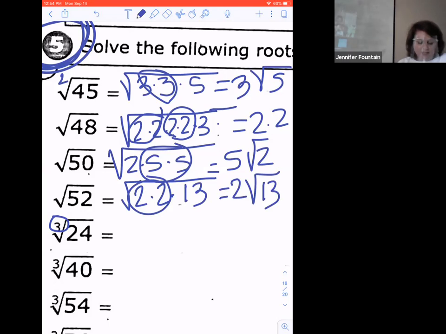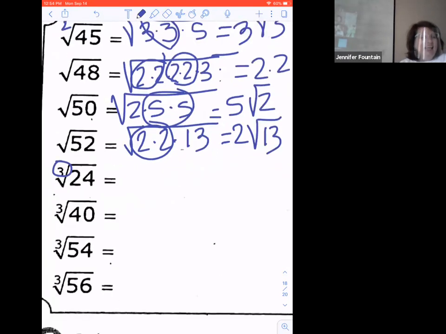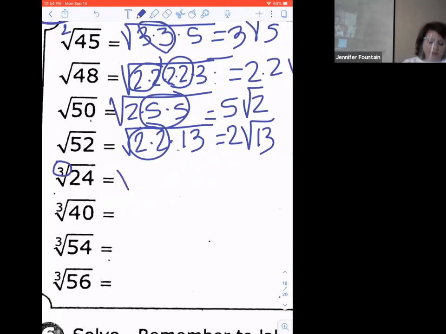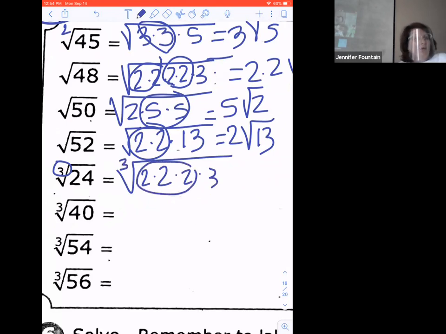Okay, let's look at the next one. Now I have an index of 3, so I know when I buddy up, I have to have 3 of each number. So the smallest prime factor is 2, and it's 2 times 12. The smallest prime factor of 12 is 2, and that's 2 times 6. The smallest prime factor of 6 is 2, and that's 2 times 3. So now I have, oops, I forgot to put my index right there. So now I have 3 2s.